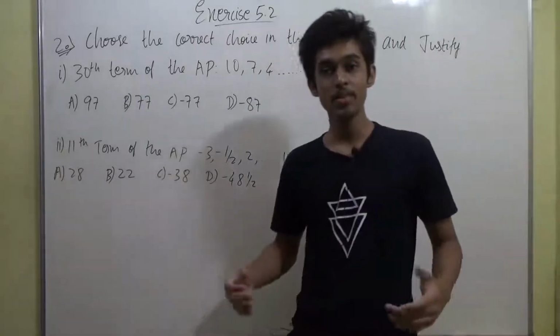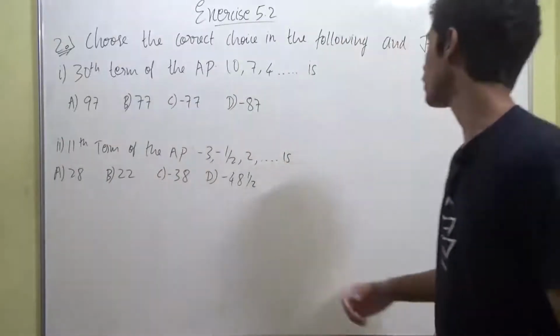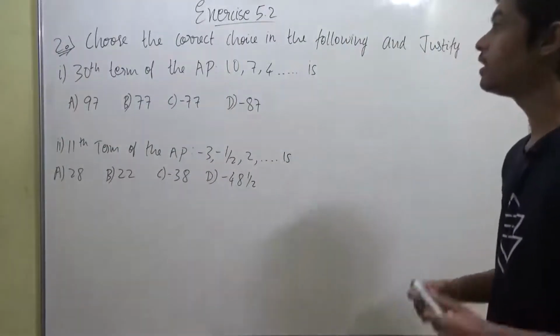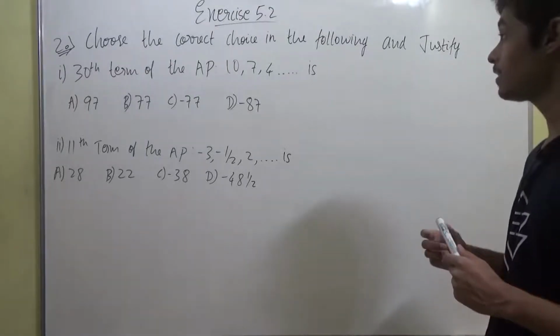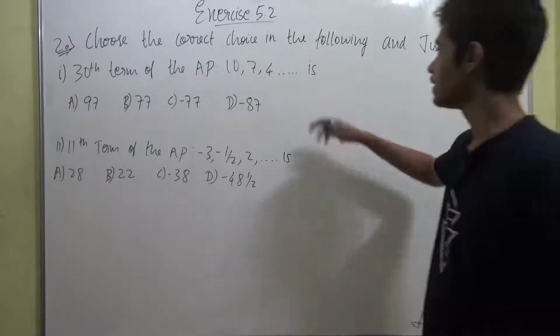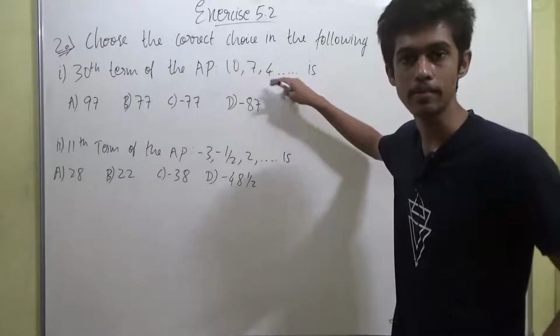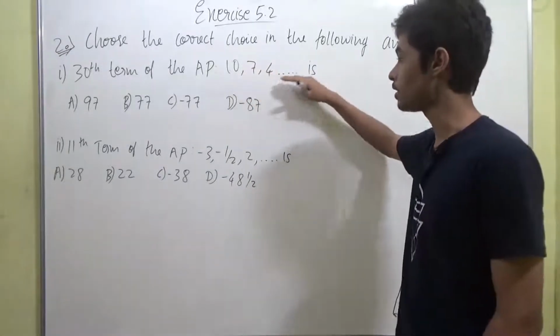Okay guys, so now let's go to question number 2. Question number 2 says, choose the correct choice in the following and justify. So the first sub question of question number 2 is: 30th term of the AP 10, 7, 4 and so on is. Okay guys, so here in the first sub question they have given us an AP, which is a decreasing AP because it starts from 10 and keeps decreasing: 10, 7, 4 and so on.